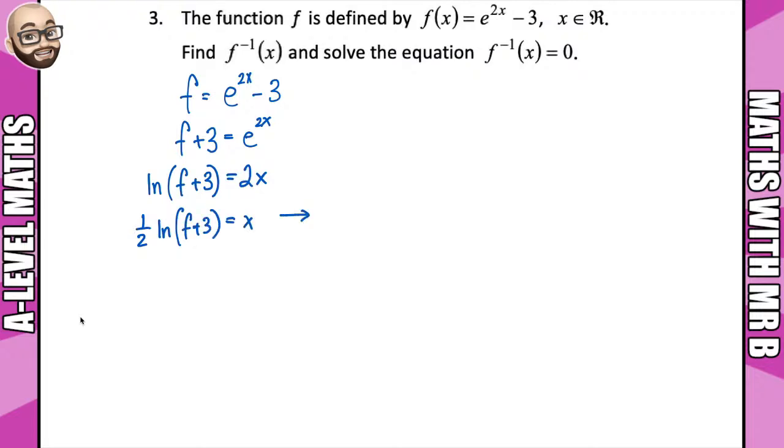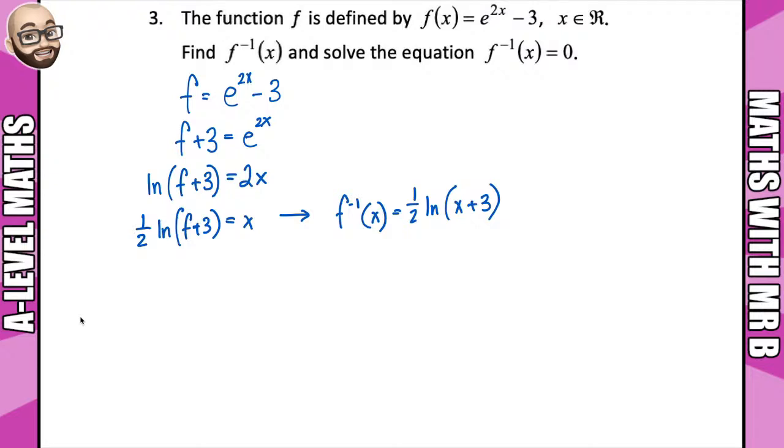And let's write that in a nicer form. So we're going to say the inverse function is a half ln of x plus 3. Now the second part here says we need to solve the equation f minus 1 of x equals 0.